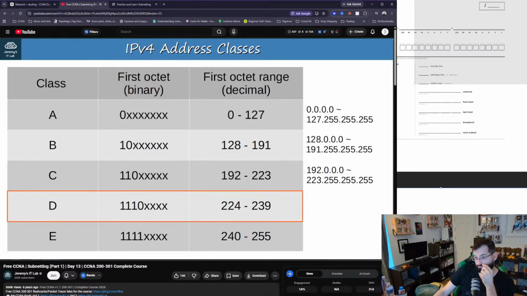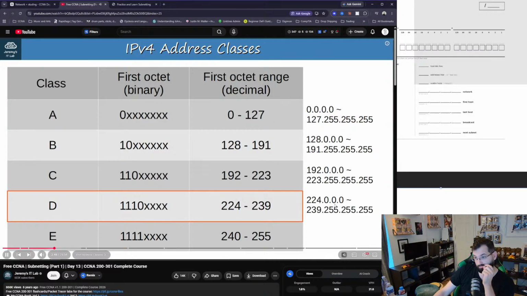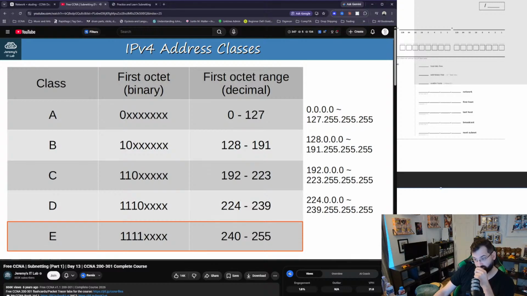Class D addresses begin with 1110 in binary, which gives a range of 224 through 239 for the first octet of the address. This means that the address range for Class D is 224.0.0.0 through 239.255.255.255. Finally, Class E addresses begin with 1111 in binary, so the first octet range is 240 through 255, and therefore the address range is 240.0.0.0 through 255.255.255.255.